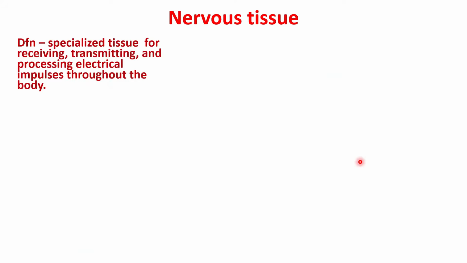So we go to the third type of basic tissue, which is the nervous tissue. Its definition is simple. It's a specialized tissue that receives, transmits, and processes electrical impulses throughout the body. That's the function of the nervous tissue.